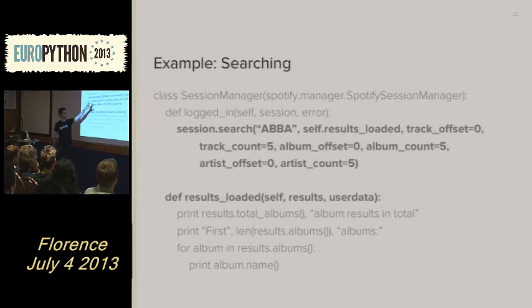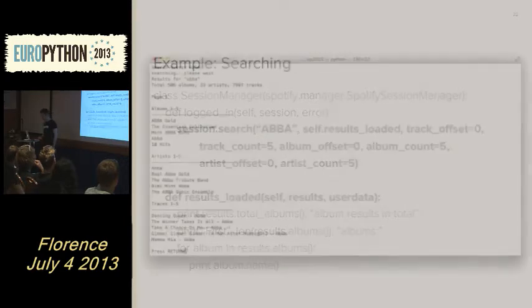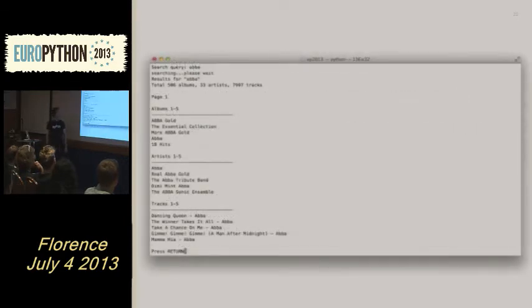Once we're logged in, we can use the API, searching for something and specifying a callback that will be invoked once the results are available. You can see I'm asking for 5 tracks, 5 albums, 5 artists. That's what it gives you: 5 artists, 5 albums, 5 tracks that match the search term, and also the total number of results so that you can page through them.